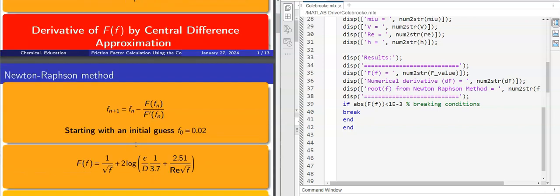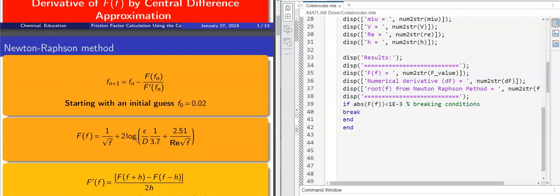Now what is the Newton-Raphson method? So here is the Newton-Raphson method. Small f n plus 1 is equal to small f n minus capital F of f n by the derivative of capital F of f n. From the Colebrook equation we get capital F of small f, and the derivative of F can be found by central difference approximation.